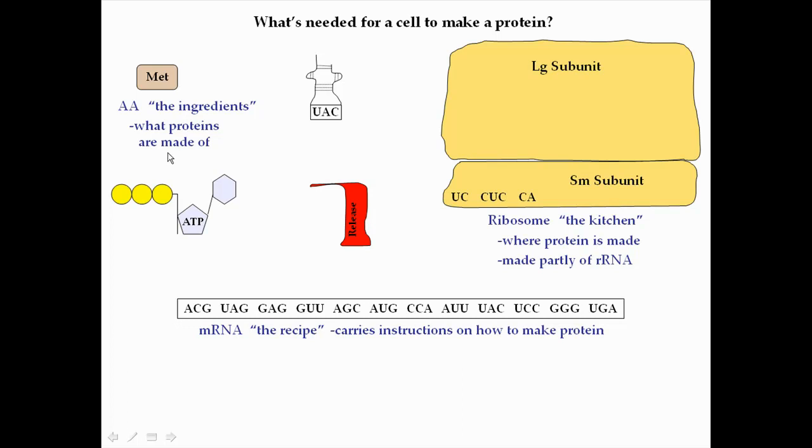We mentioned that when you're making cookies, you need somebody to go to the grocery store and get the ingredients and then bring them back to the kitchen so that they can be used. Same thing is needed when a cell is making a protein.